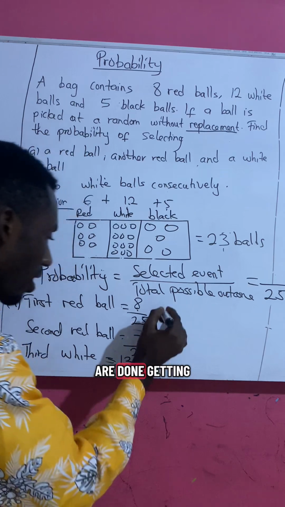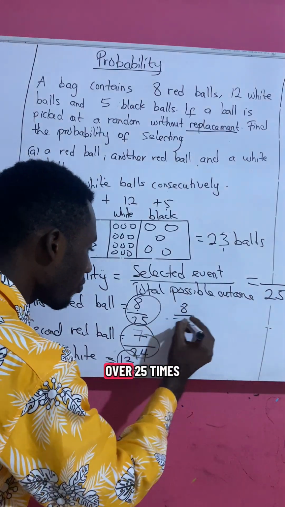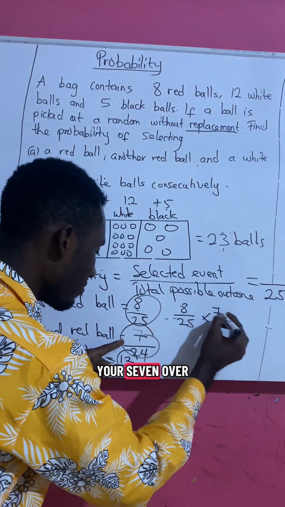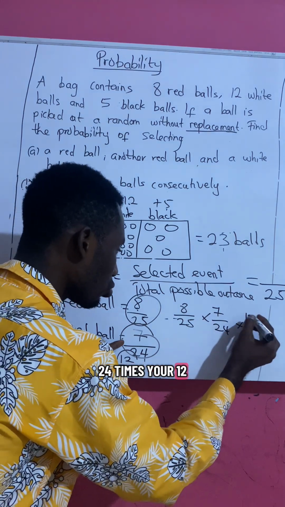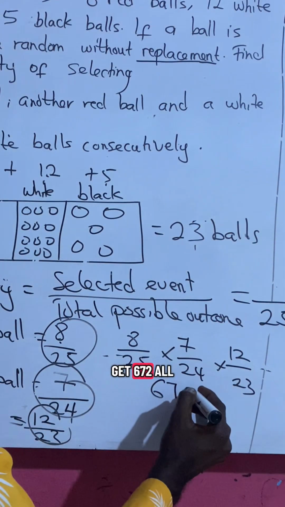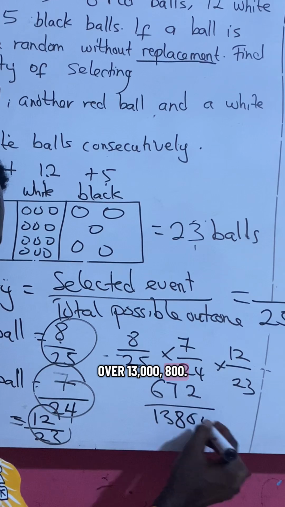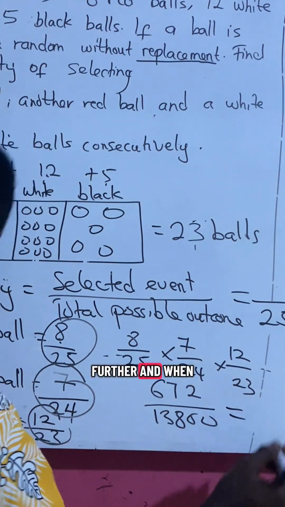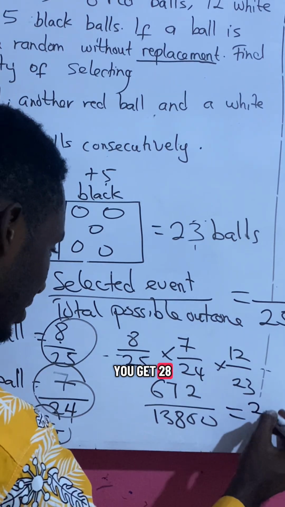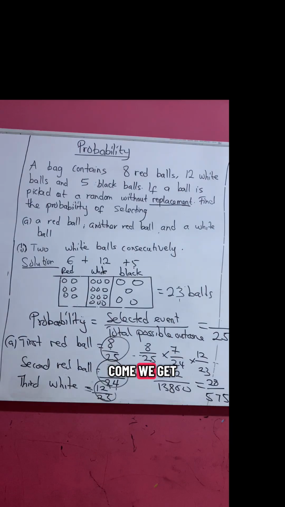So when you are done getting all this, that is when you multiply 8 over 25 times 7 over 24 times 12 out of 23. I'm going to get 672 all over 13,800. You simplify it further, and when you simplify it, you get 28 over 575. And this is how we deal with probability questions whenever a ball is picked without replacement.